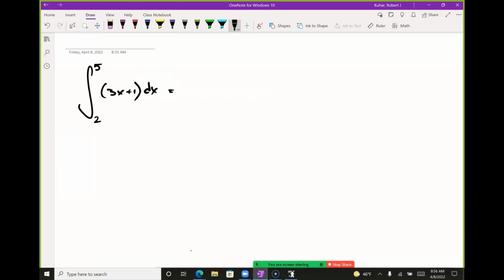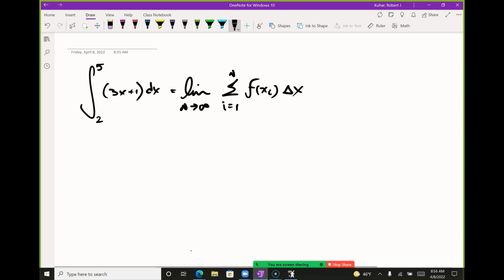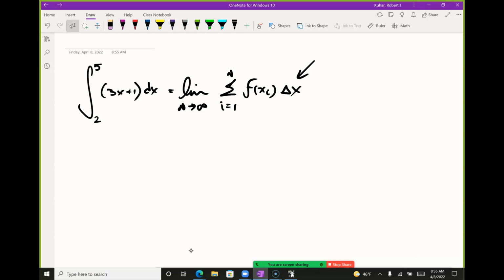Yeah. So I want to show you that this is equal to the limit as n goes to infinity of the sum from i equals 1 to n of f of x sub i times delta x. And it turns out that these guys are rectangles. So this is the width of my rectangle, and this is the height of my rectangle.